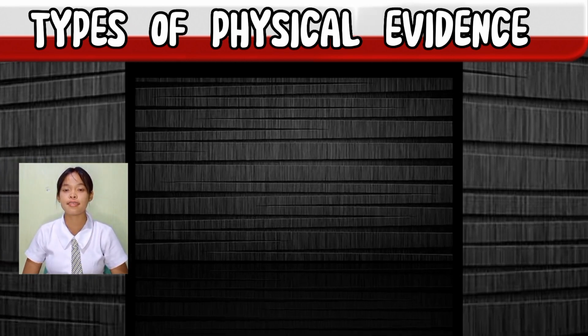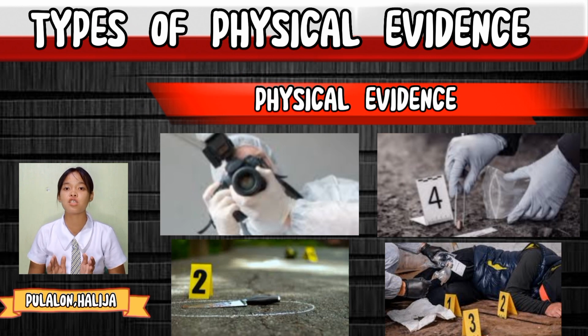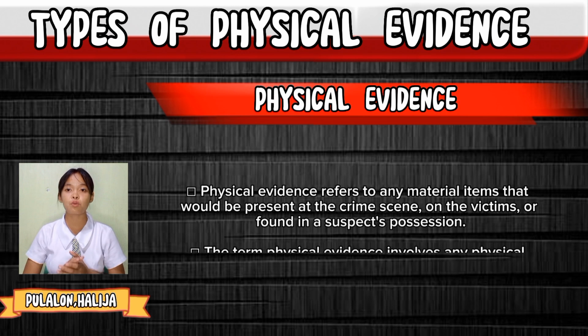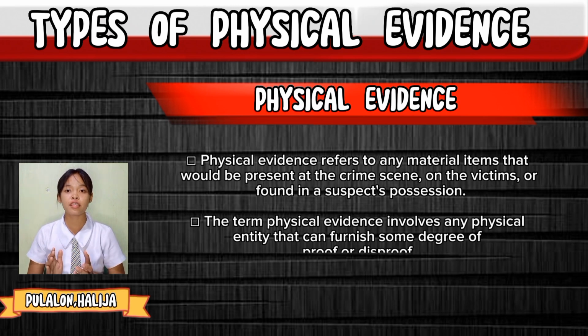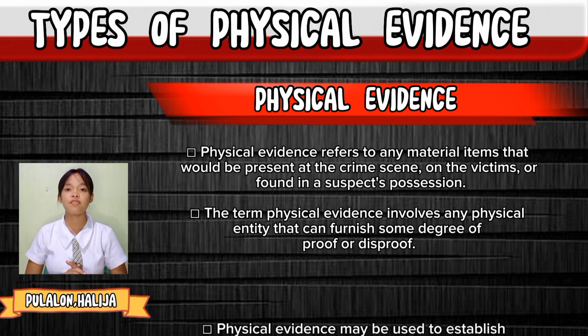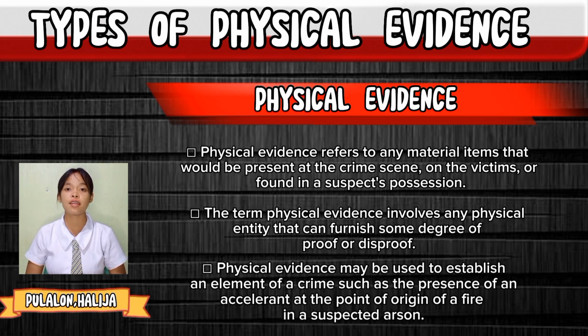Before I discuss the different types of physical evidence, let me first explain what physical evidence is. Physical evidence refers to any material items that would be present at the crime scene, on the victims, or found in a suspect's possession. The term physical evidence involves any physical entity that can furnish some degree of proof or disproof. Physical evidence may be used to establish an element of a crime, such as the presence of an accelerant at the point of origin of a fire in a suspected arson.